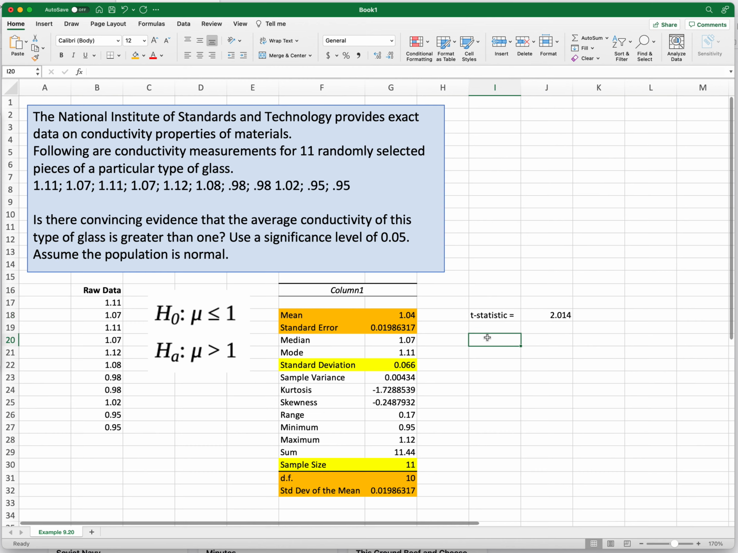Now I want to find the probability of t being greater than the t-statistic. That's what I want to find. So it's actually going to be 1 minus the CDF. Remember, the CDF is a right-tailed probability of the t-stat.